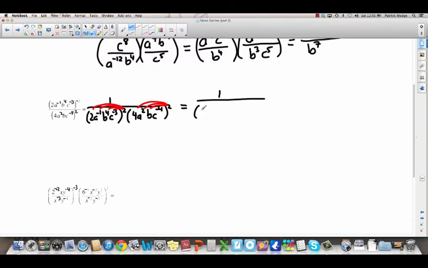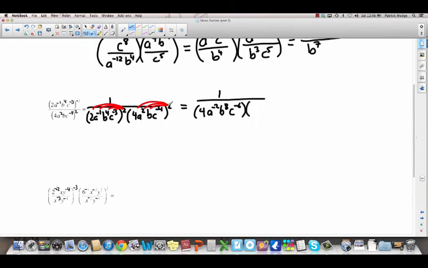We know what 2 squared is, it's 4. A to the negative 1 squared, you're multiplying those exponents, so you get a to the negative 2. B to the 4th squared, multiply the exponents, b to the 8th. C to the negative 3 squared, multiply the exponents, c to the negative 6.